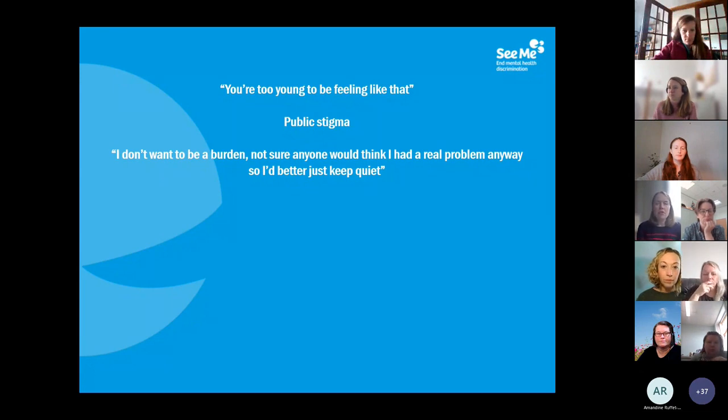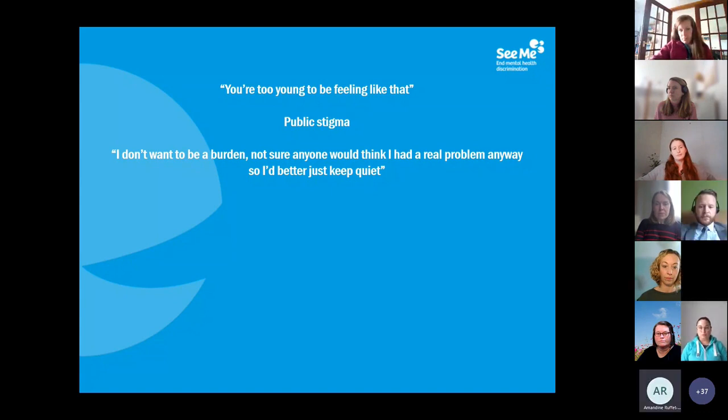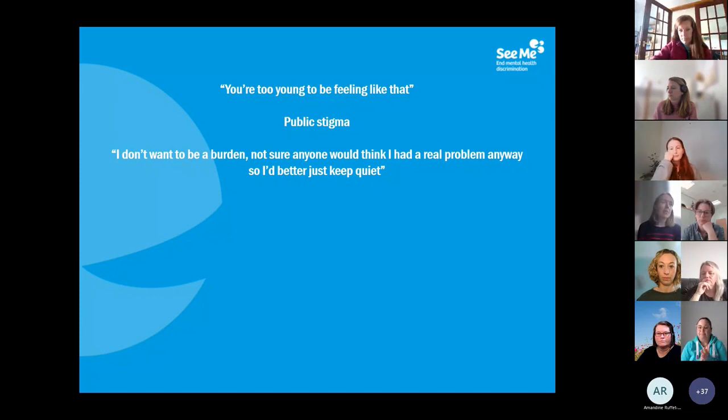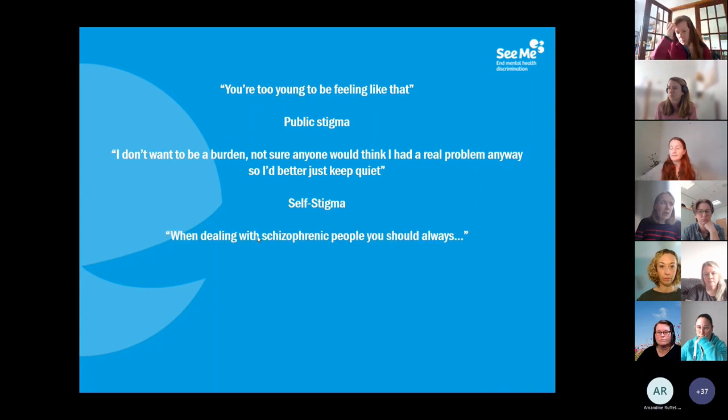"I don't want to be a burden. Not sure anyone would think I had a real problem anyway, so I'd better just keep quiet." Yeah, 100%. The key word here is burden. Quite often we can find that people might have internalized those public stigmas and feel that they're burdened, so they'll not want to share how they're feeling or ask for help. So it's a really clear example of self-stigma. Moving on to the third one.